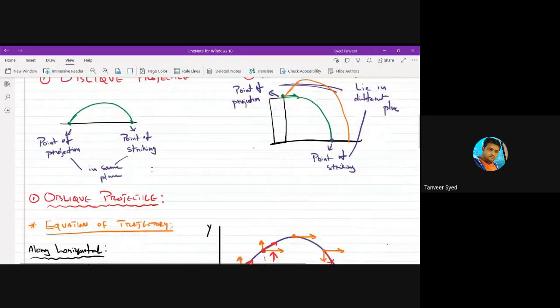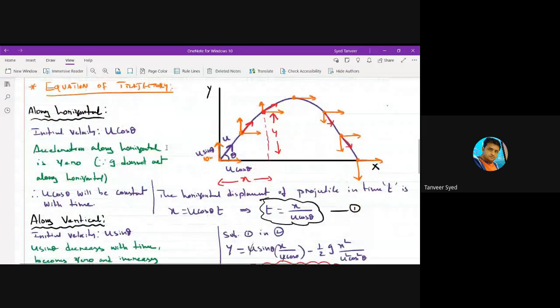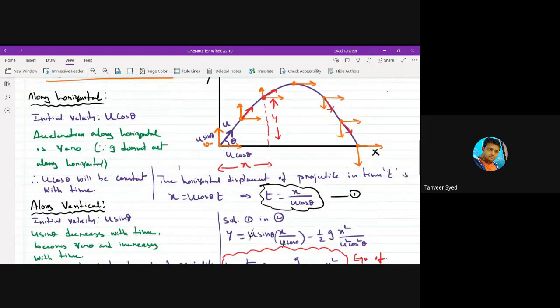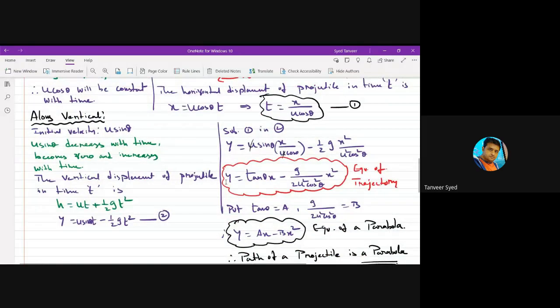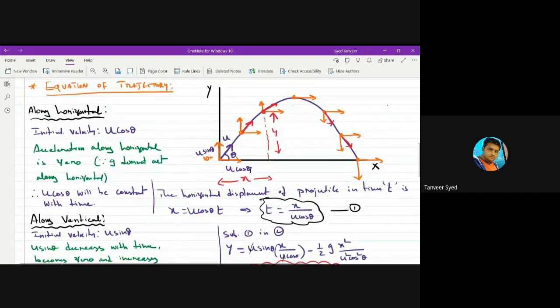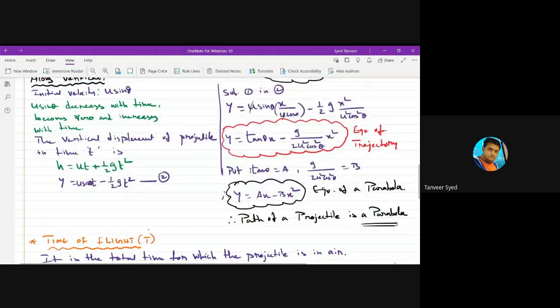Oblique projectile, its equation of trajectory or equation of path followed by the projectile is y equal to tan theta x minus g by 2 u square cos square theta into x square. This equation gives you the value of y for some value of x. Horizontal displacement and vertical displacement are related by this equation. And from this we get the path of the projectile to be a parabola.